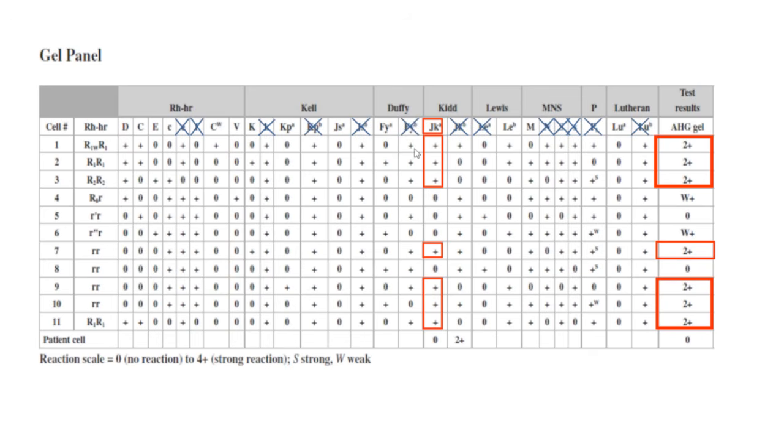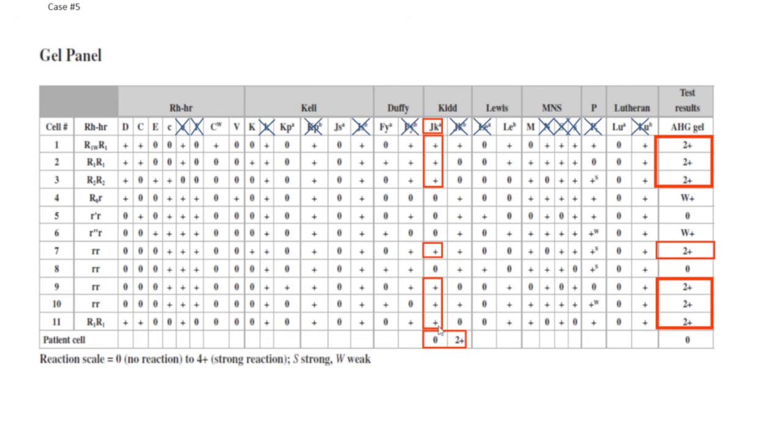So, what were you able to identify, anything? So we could identify a JKA alloantibody. Right. So if we look at these stronger reaction cells, the 2+, it corresponds to the JKA. And if you remember, the patient was JKA negative.